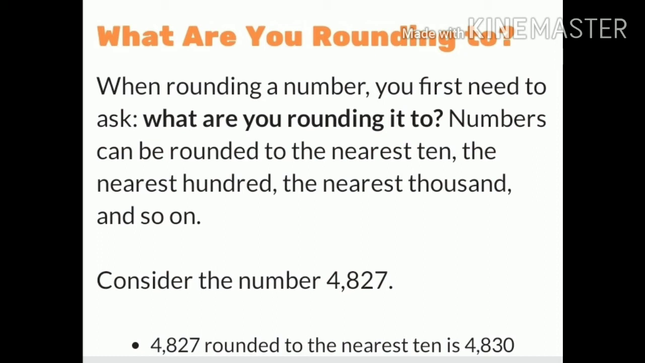4827 rounded to the nearest 10. Compare the last digit, the unit digit, to 5. 7 is greater than 5, which means the nearest 10 is 30. So 4827 rounded to the nearest 10 is 4830. Similarly, we can find the nearest 100. 4827 rounded to the nearest 100 is 4800. Similarly, 4827 rounded to the nearest 1000 is 5000.